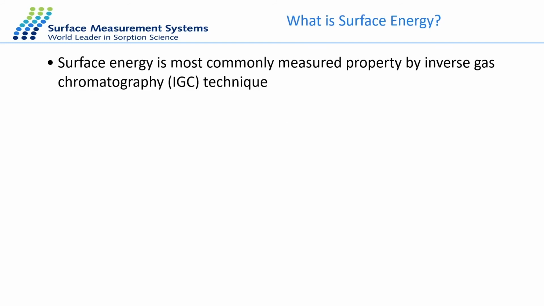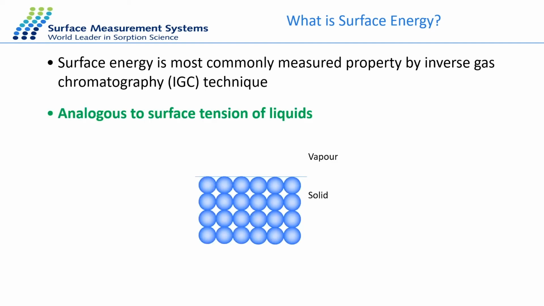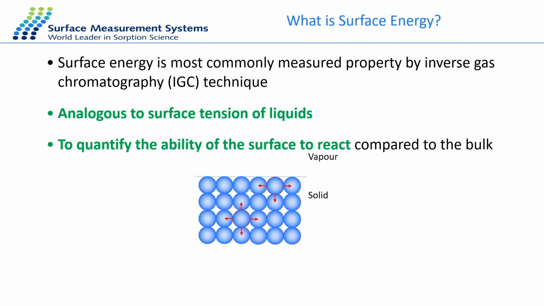Surface energy is the most commonly measured property by inverse gas chromatography, and it's analogous to the surface tension of liquids. The definition also says that surface energy indicates the maximum surface tension of a liquid which wets the solid under ideal conditions. And the surface energy is also used to quantify the ability of the surface to react compared with the bulk.